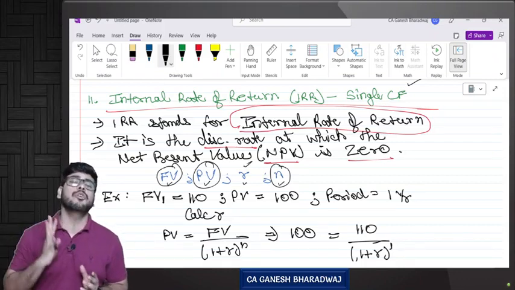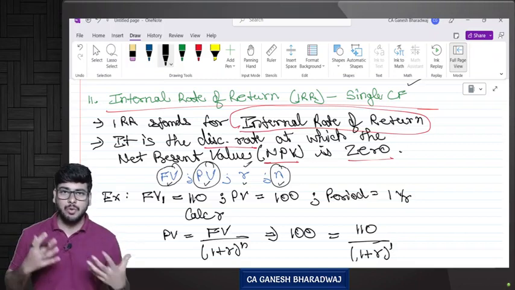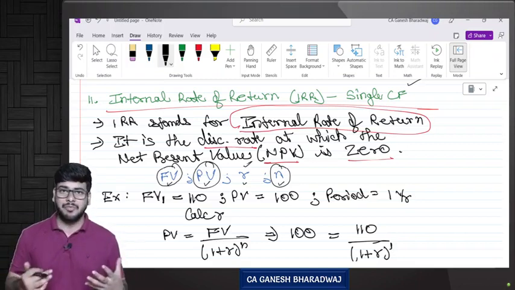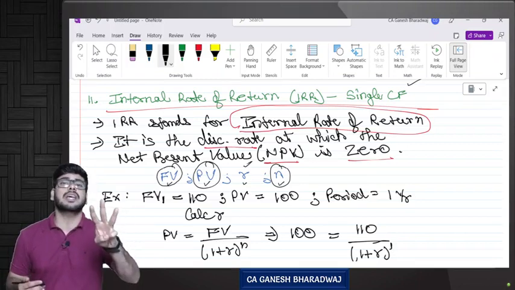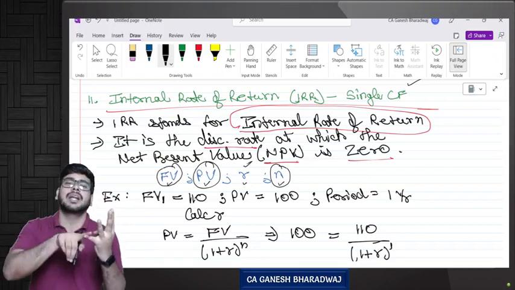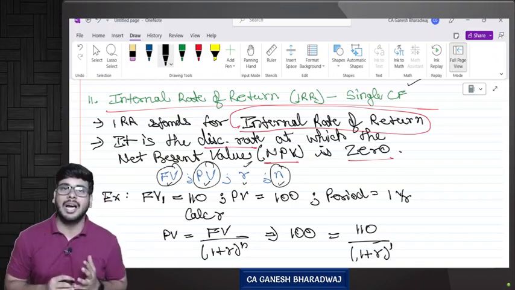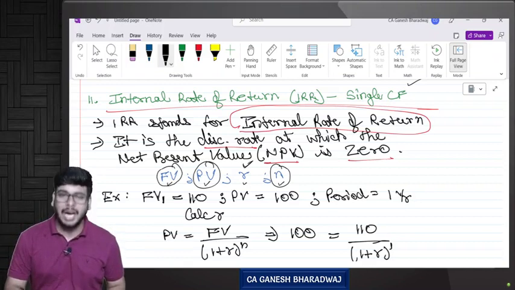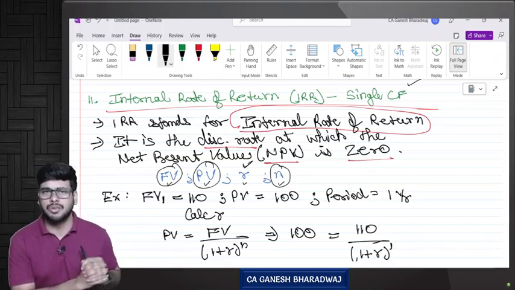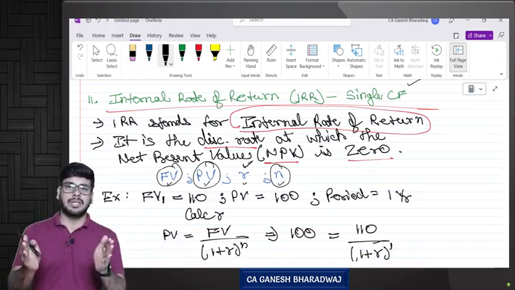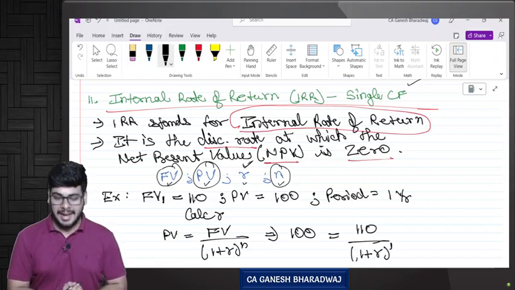So we need 4 figures. We have been playing around with 4 figures in our time value of money concepts. When 3 figures are given, calculating R is called your IRR. So calculating R is nothing but IRR here. Are you clear with this? So when the 3 figures are given, calculating R is called IRR.